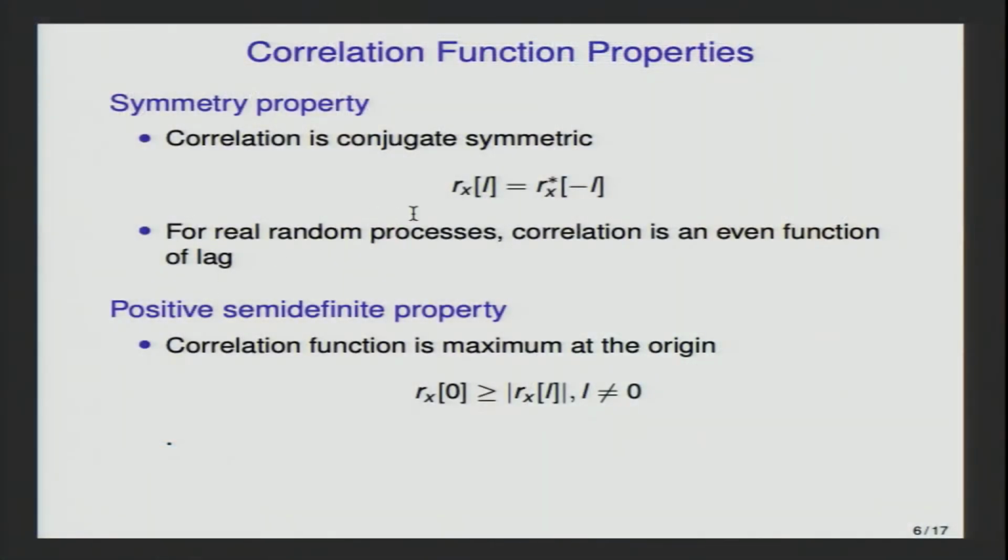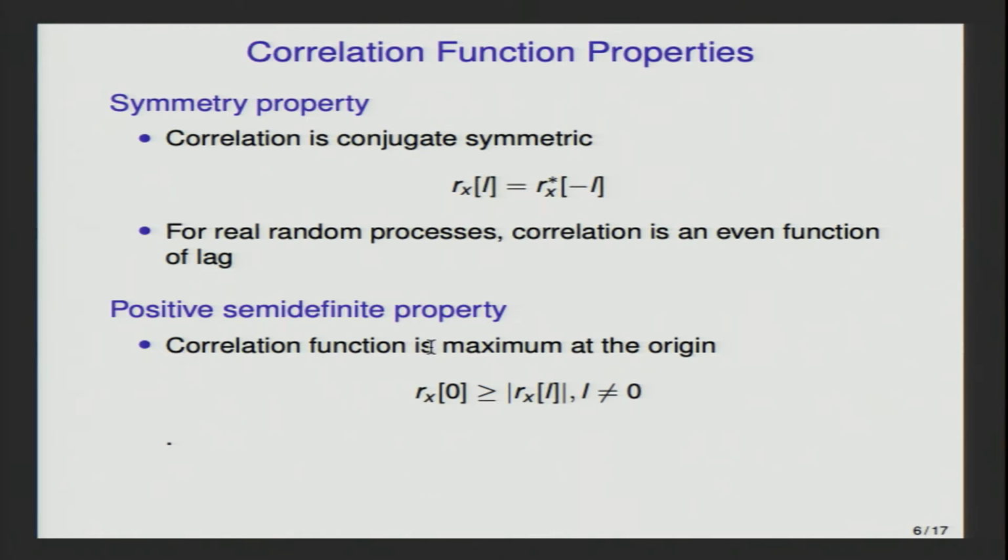So some properties which are of importance is the symmetry property of correlation as in signals. This correlation is conjugate symmetric. If you look at the negative lag, then it's the conjugate, if it is a complex number. If it is not complex, then you can see that this is just a symmetric function, right? Autocorrelation function is a symmetric function.